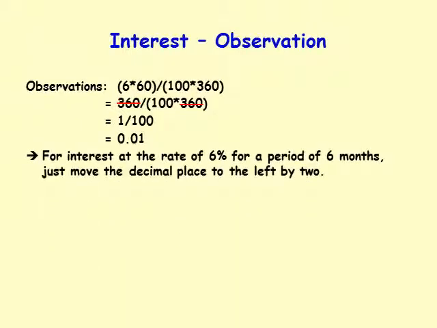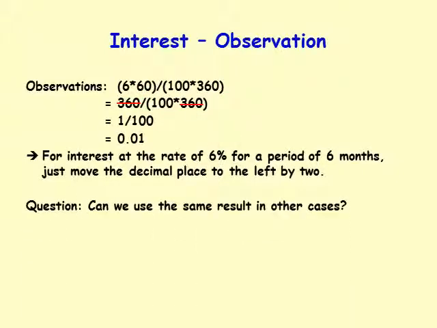Okay, let's continue here. For interest at the rate of 6% for a period of 6 months, just move the decimal place to the left by 2 places, because of this simplification here. Let's just continue here. Can we use the same results in other cases?